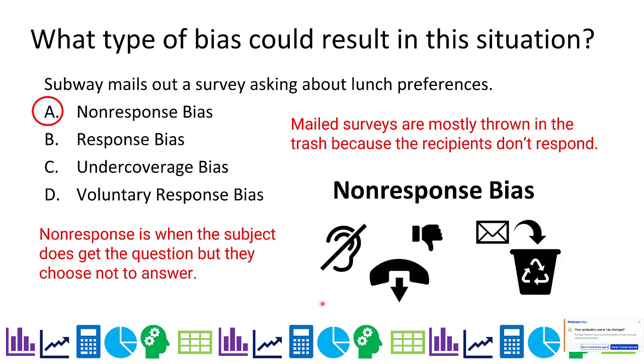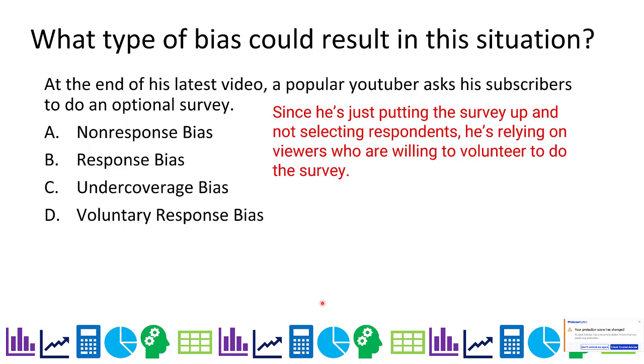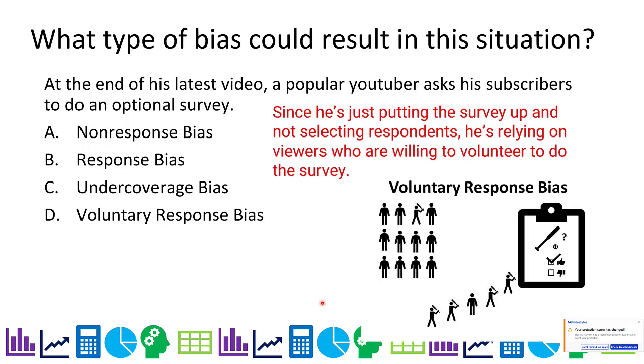So non-response bias. At the end of his latest video, a popular YouTuber asked his subscribers to do an optional survey. So since he's putting the survey up and not selecting respondents, he's relying on the viewers who are willing to volunteer to do the survey. So we call that voluntary response bias.